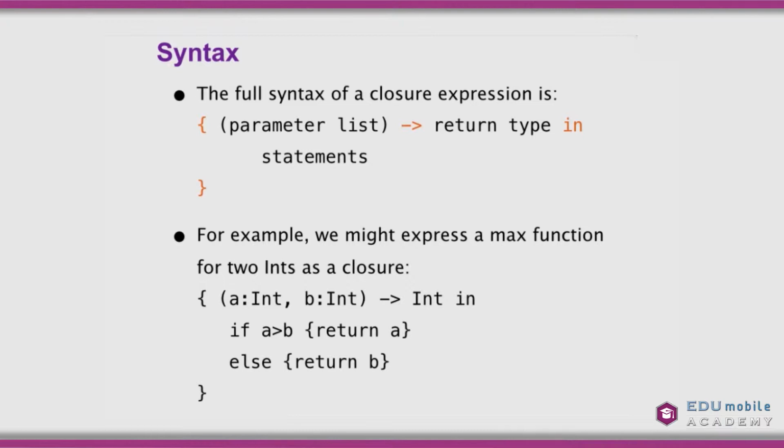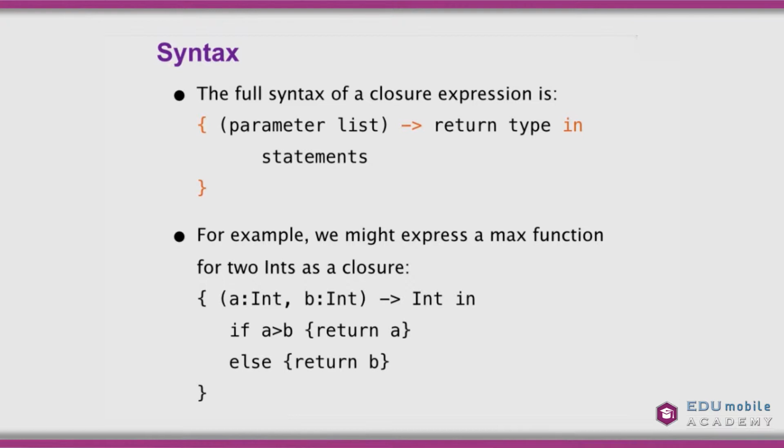So for example, we might express a function to find the maximum of two integers as a closure. Notice the curly braces. This again is the literal form of the closure. This is what the closure actually looks like, and here the closure is being defined. A is an int, B is an int, returning an int. In, the keyword in, and now we define what is done with these two ints and what to return. If A is greater than B, return A. Otherwise, return B. So this is a literal closure.